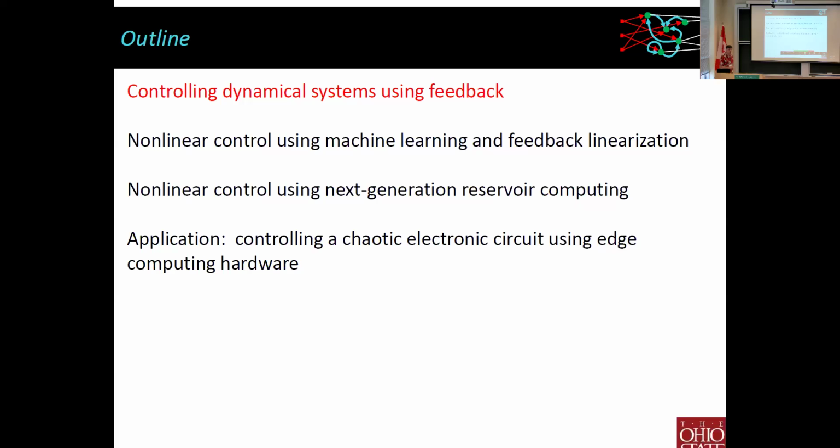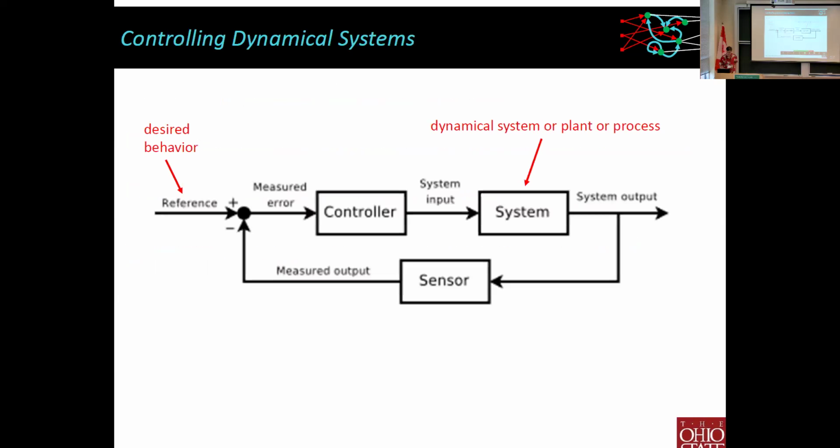So I'll give just a brief introduction to what's now an old topic on controlling chaotic dynamics. Then I'll talk about how we can use machine learning to superpower these control techniques. Then I'll say a little bit about this next generation reservoir computing and how we use it for doing control. And I'll show you a few experimental results.